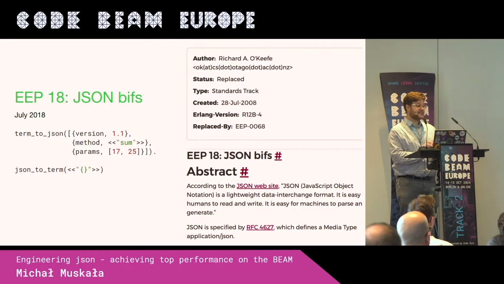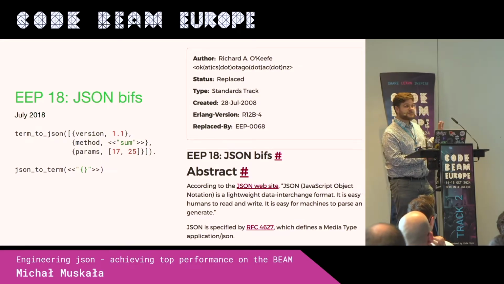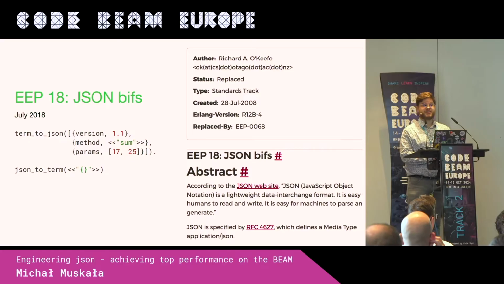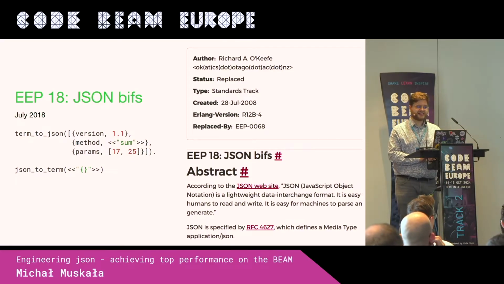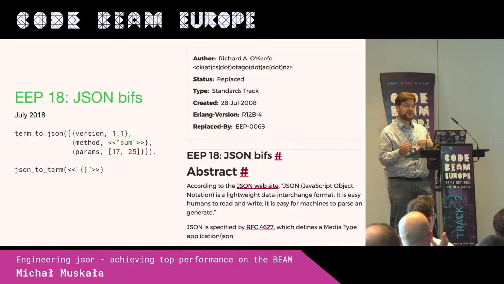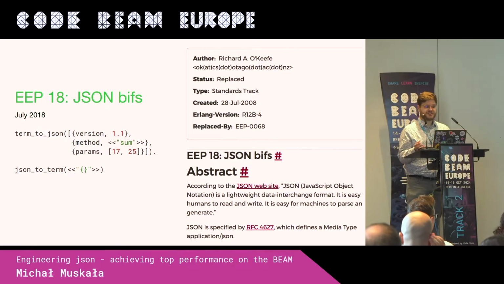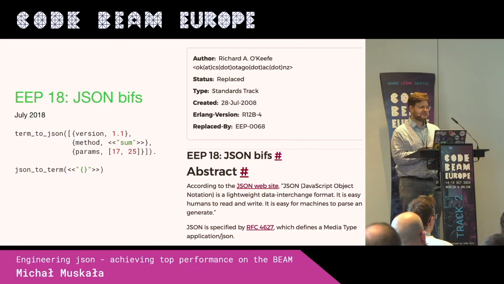There was even, in 2008, an EEP to add JSON to the Erlang standard library, to the Erlang module itself, similar to how you have binary to term and term to binary, to have term to JSON and JSON to term. This never was implemented. I'm not sure why. My presumption would be those problems with representation.